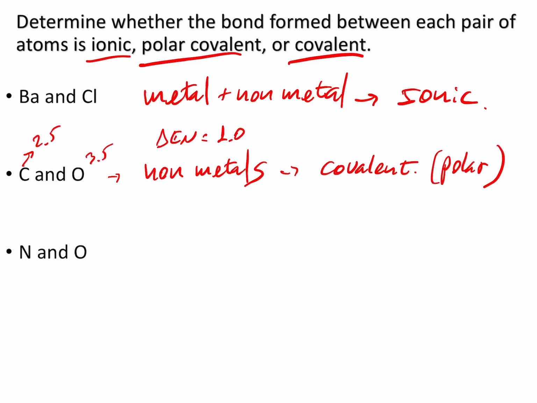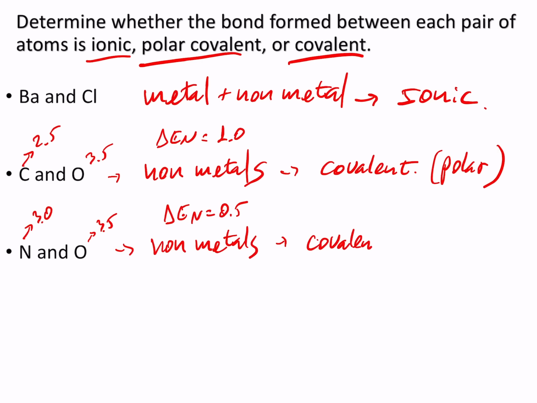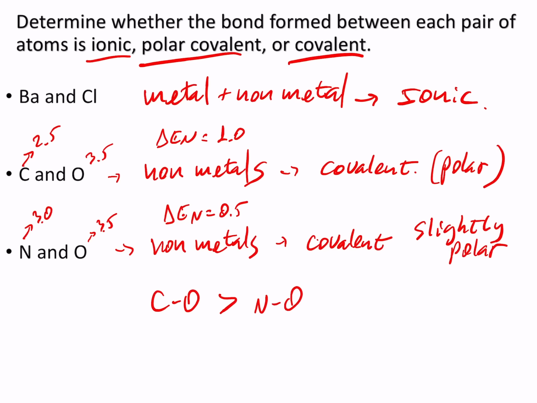And between nitrogen and oxygen, well, nitrogen is 3 and oxygen is 3.5. These are also non-metals. It's a covalent bond, and the difference in electronegativity is 0.5. So you are very, very close to the cutoff. So this is a covalent bond. You can even say this is slightly polar. And you can also say that the carbon-oxygen bond is more polar than the nitrogen-oxygen bond.